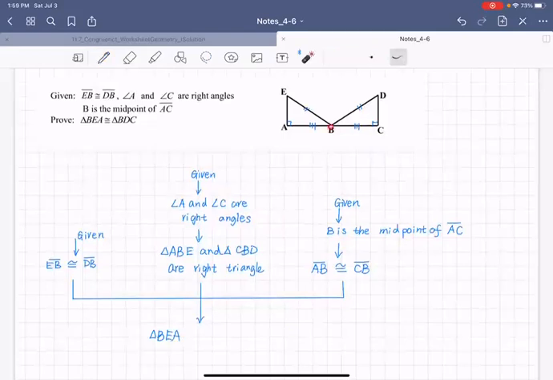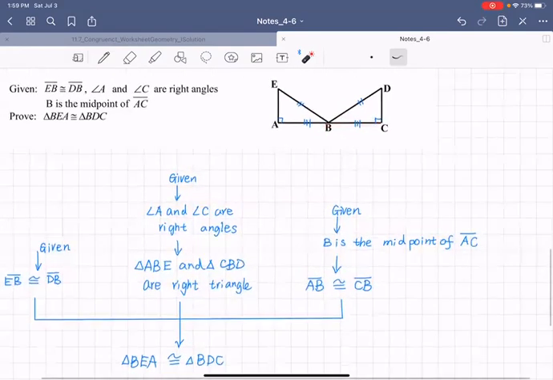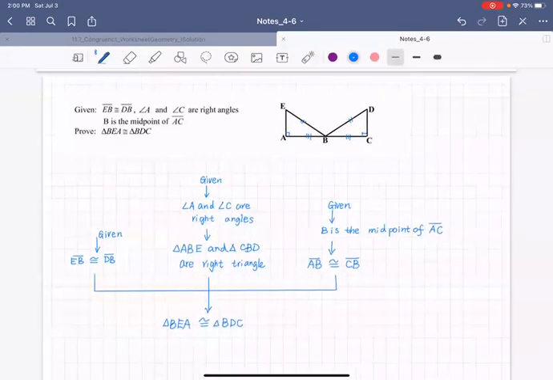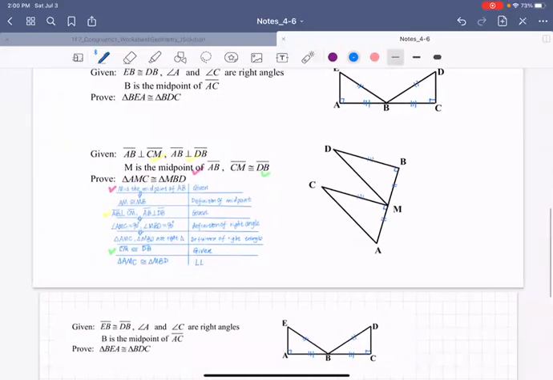We write down BEA, BDC. We want to put them corresponding equal, okay? And we want to write down here as what? HL. Hold on. This is the angle, and this is the leg, right? Yes. And this is the hypotenuse, okay? HL. Okay, that's how. Okay, very good. Let's see one more question.